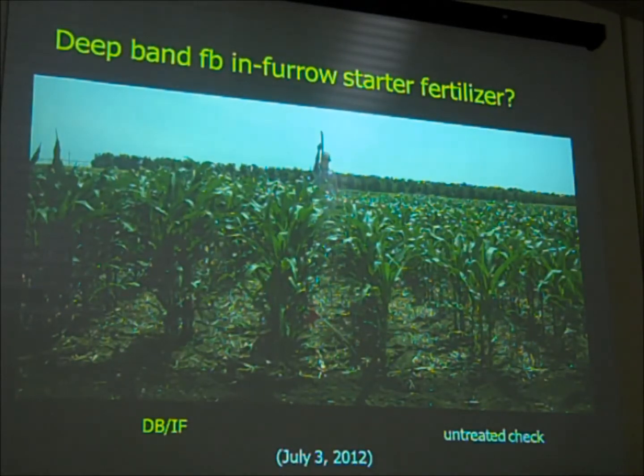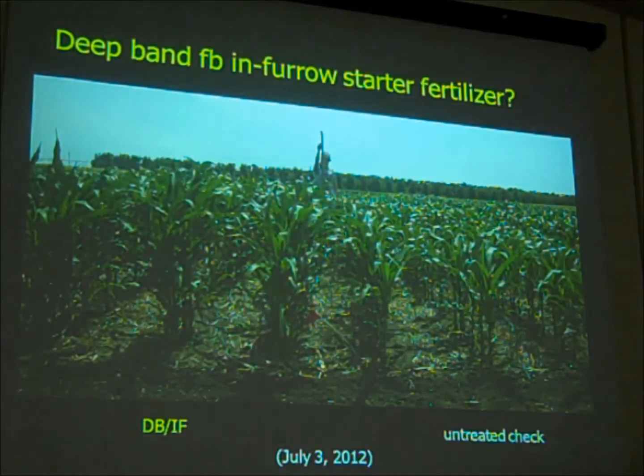Here's the deep band in-furrow compared to the untreated check. Quite a difference. Mike had mentioned the differences they saw in the intensive management trial early in the season. I mean, this is getting well along. We still, at least in some comparisons, saw some nice visual differences.